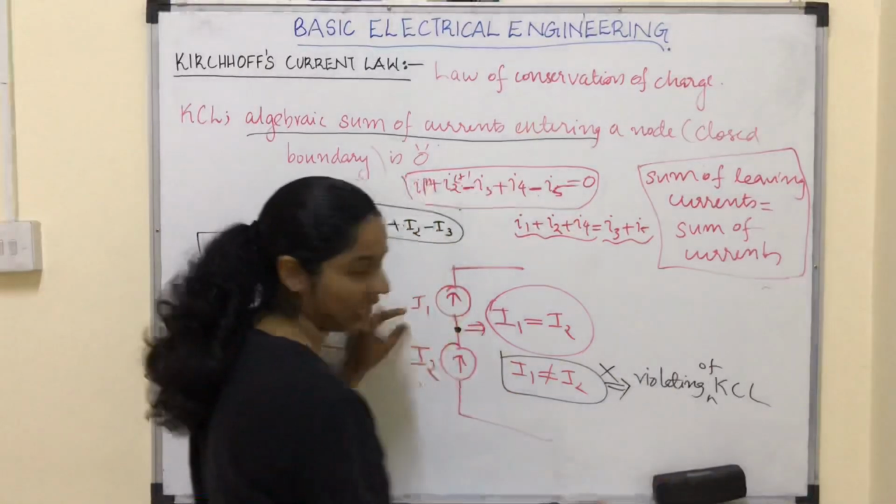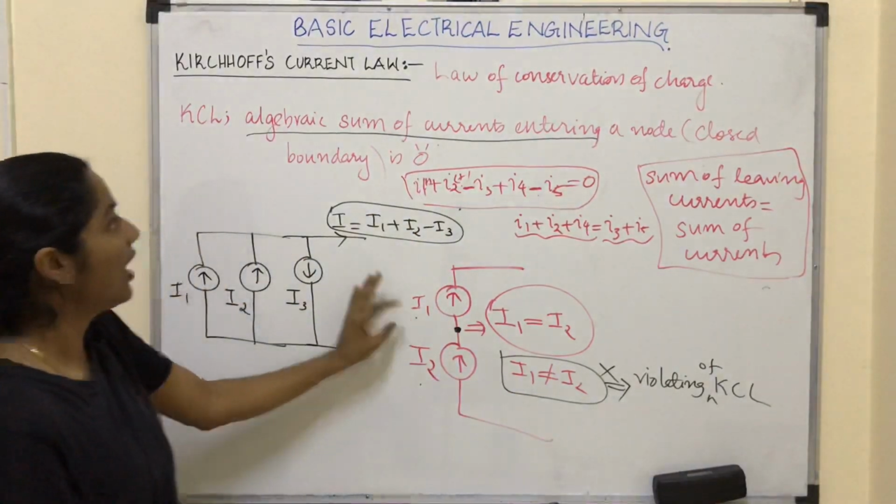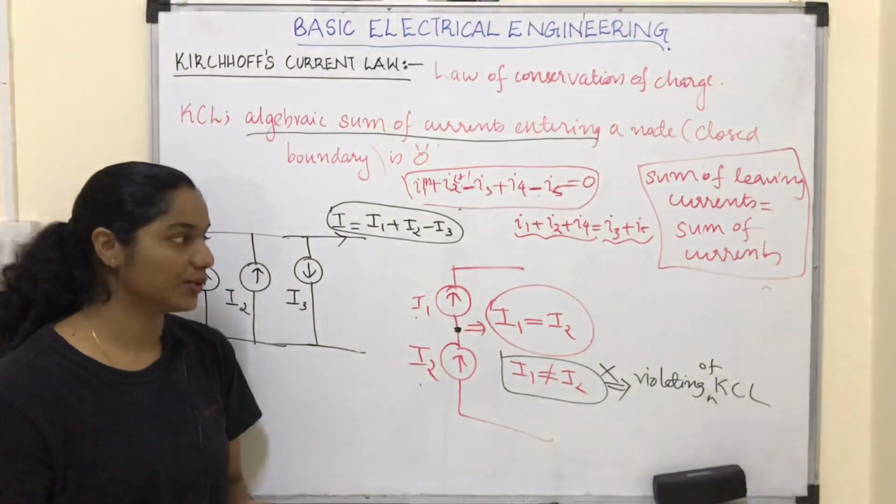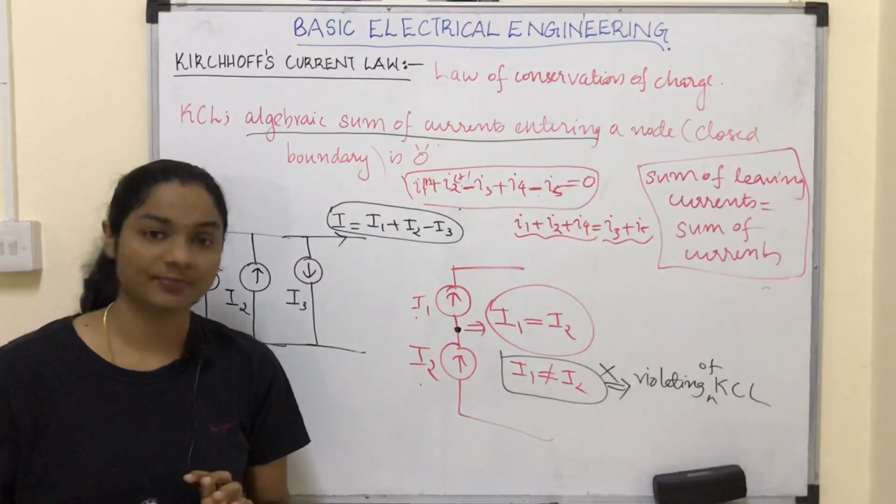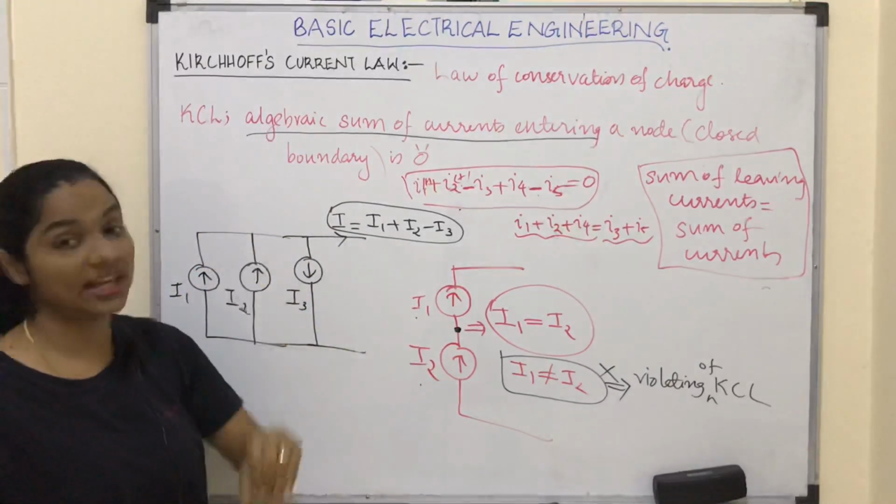Then only KCL will be satisfied, or it is a case of violation, right? I think this part is clear to you, right? Let's move on to KVL next.